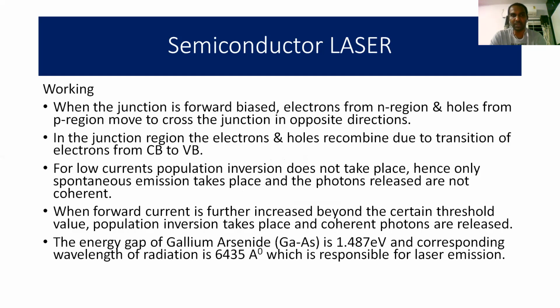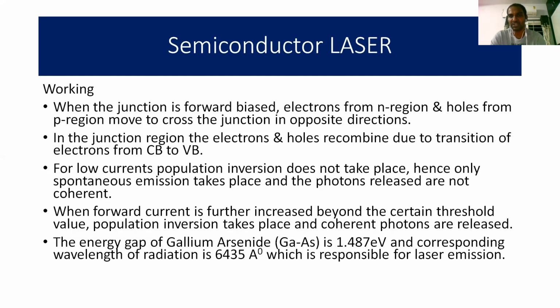If you consider the working process, when the junction is forward biased, electrons from the N region and holes from the P region move to cross the junction in opposite directions, because of the opposite charges possessed by the two charge carriers. In the junction region, the electrons and holes recombine due to the transition of electrons from the conduction band to the valence band, at one threshold value of current applied.